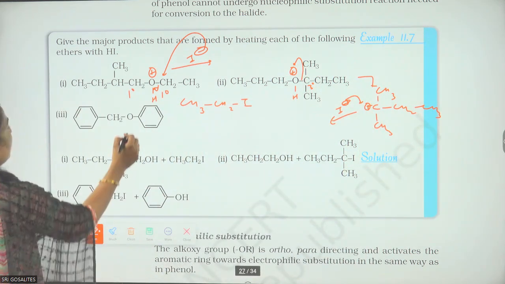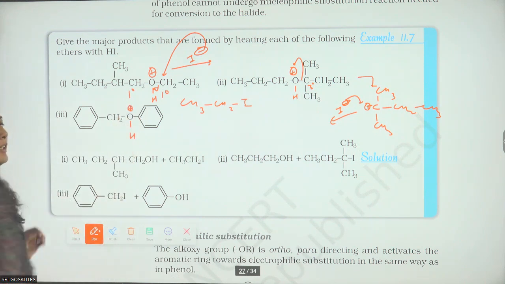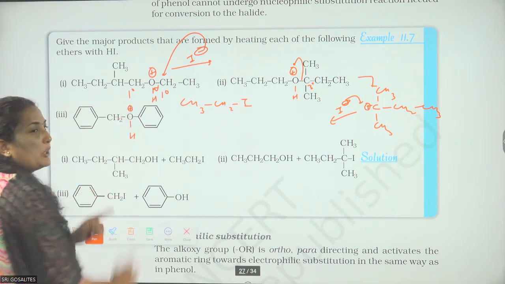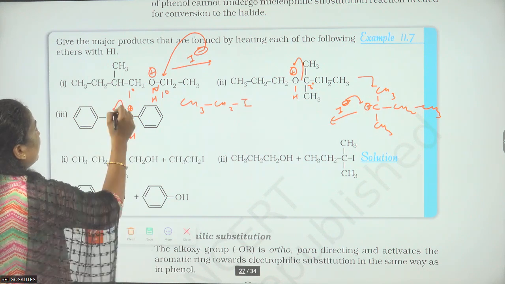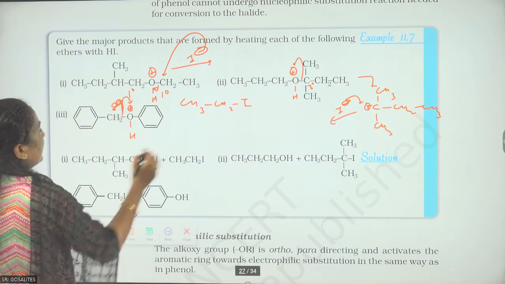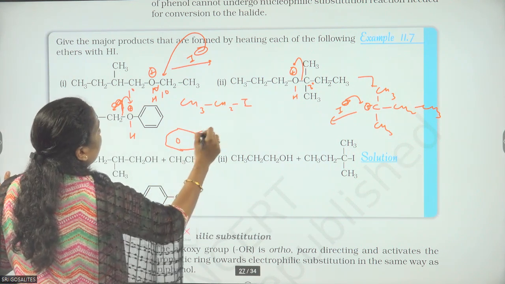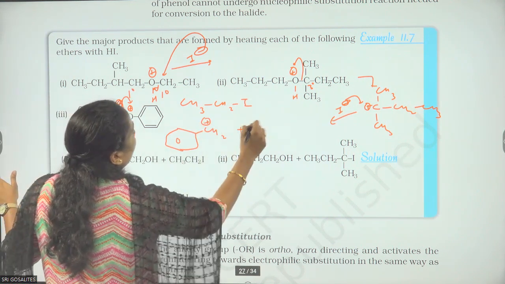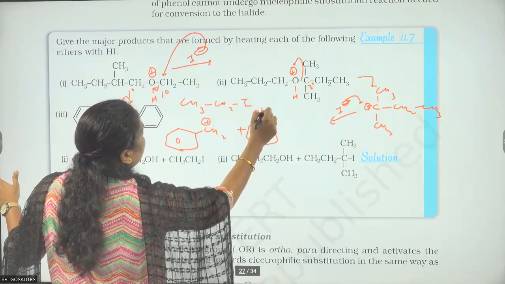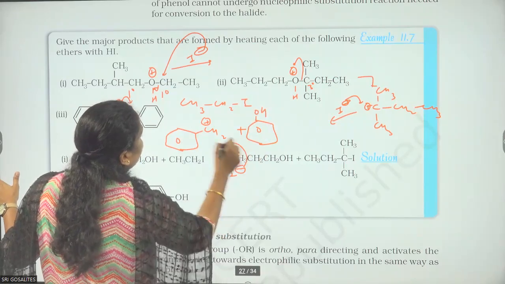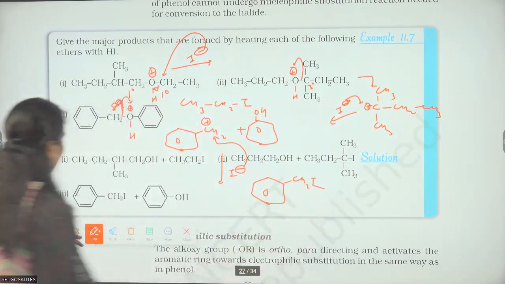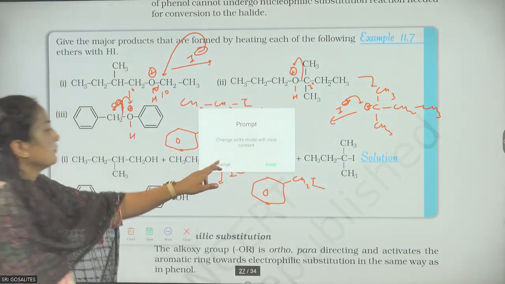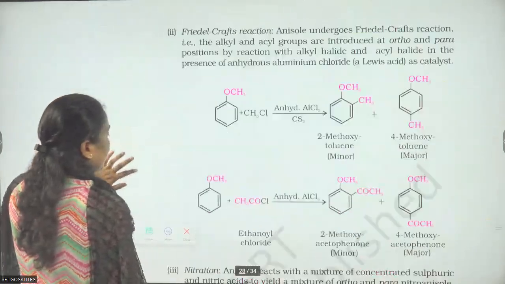Okay. Now similarly here, with HI and a phenyl ether, you never break this sp2 carbon and oxygen bond. So first of all, it will be something like this: oxygen takes away, you'll have something like CH2 plus and phenol getting formed. And then the I minus can easily attack here. So I hope it is clear to you, right?